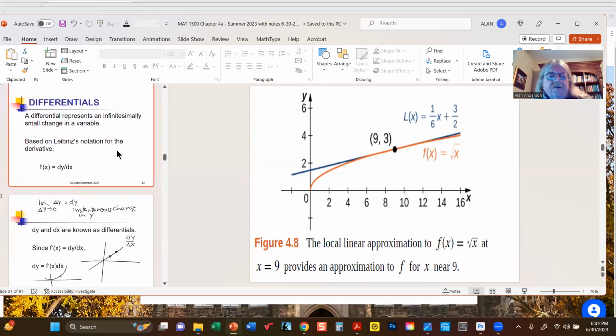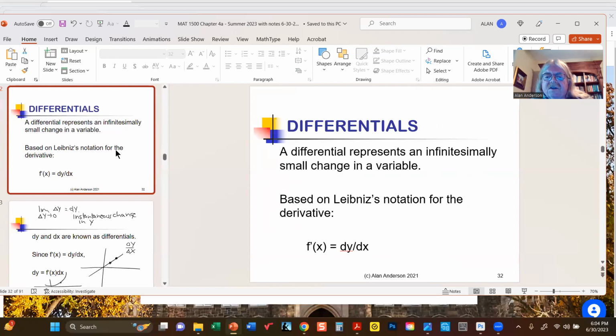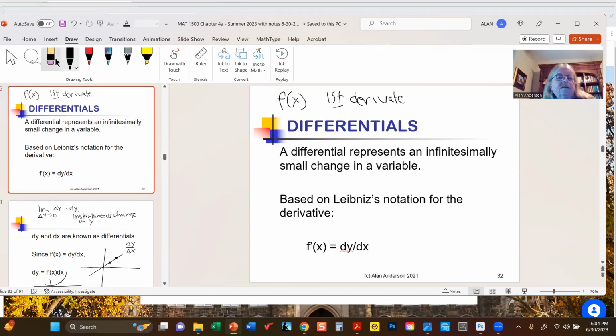So anyway, now differentials. We started to briefly discuss this. You might recall that there's different ways of expressing a derivative. If we start out with f of x, the so-called first derivative can be written in 3 equivalent ways at least. There's others too, but we're not going to bother with them. We have f prime of x, we have dy dx, and we have y prime.